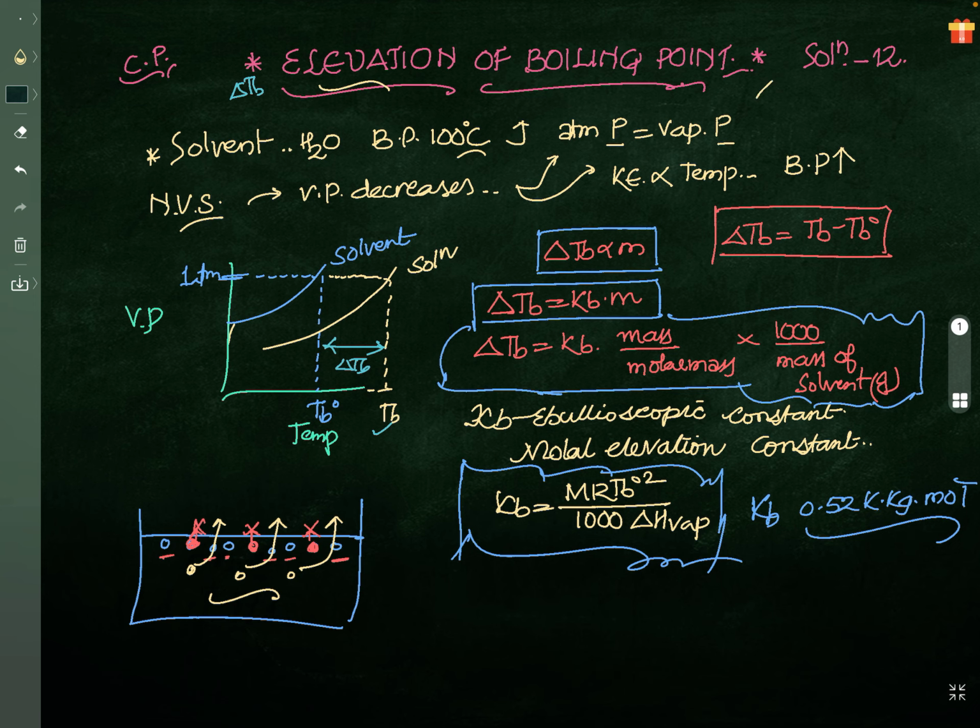But finally, you need to remember these formulas, that's all. Delta Tb is proportional to m. Delta Tb is equal to Tb minus Tb naught. Delta Tb is equal to Kb into m. And finally, Kb is equal to M R Tb naught square by 1000 delta H vaporization. Elevation of boiling point. This is the theory.